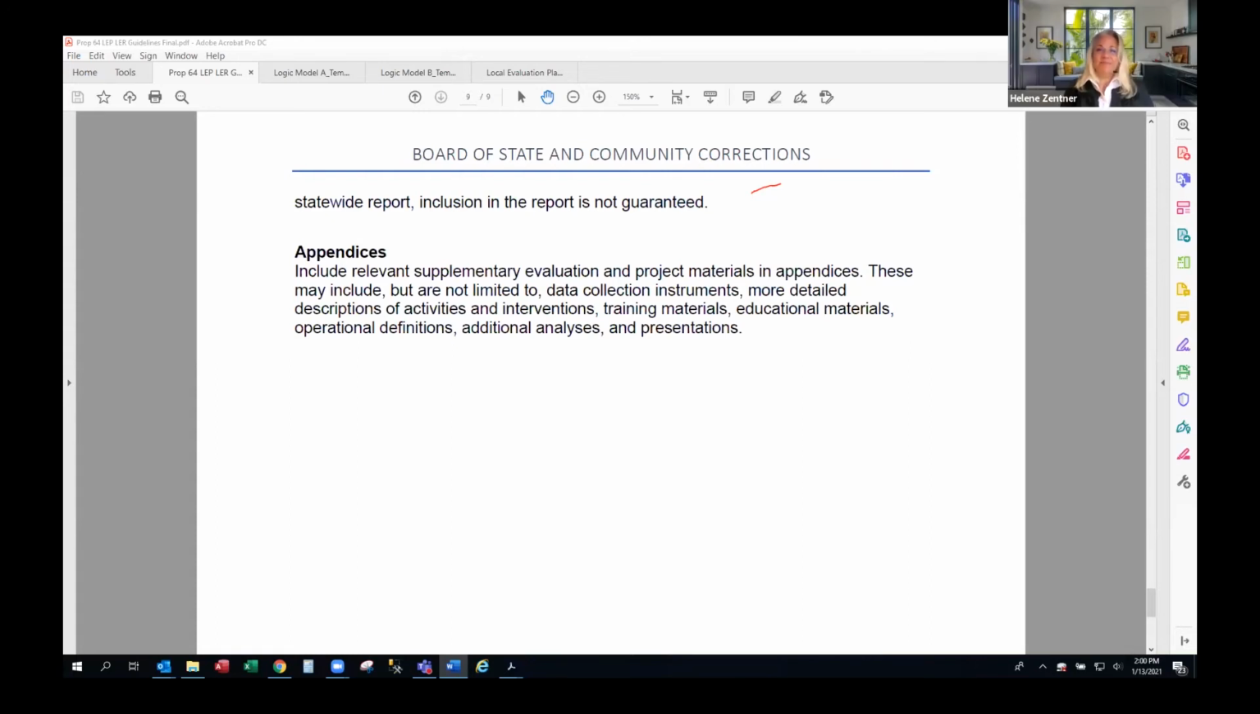Please. Another question for us has been around fidelity measurements. The different programs that we're using, one of them does have some element of fidelity measurement to it because it's a prescribed curriculum, but some of the other interventions, particularly service referrals, that sort of thing, we don't necessarily have a standard to compare to. What are you looking for in terms of fidelity measurement?